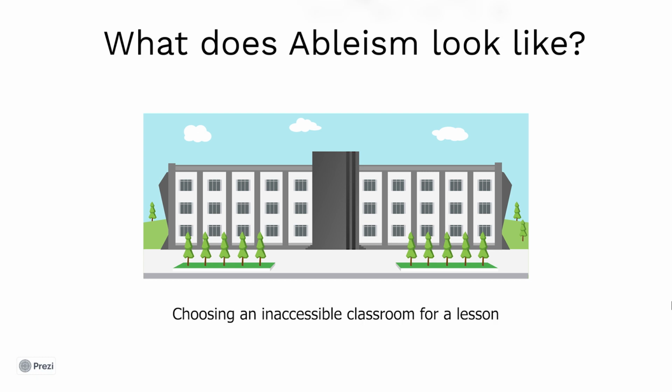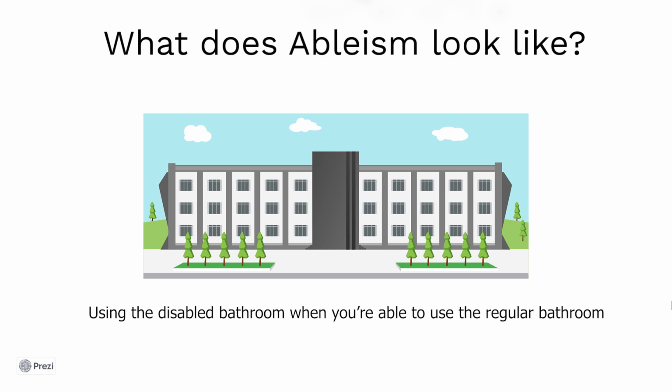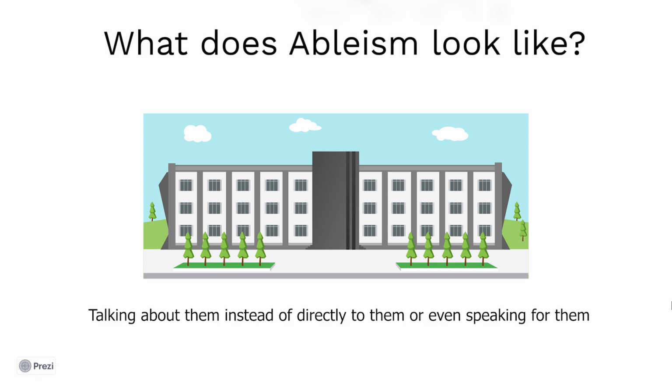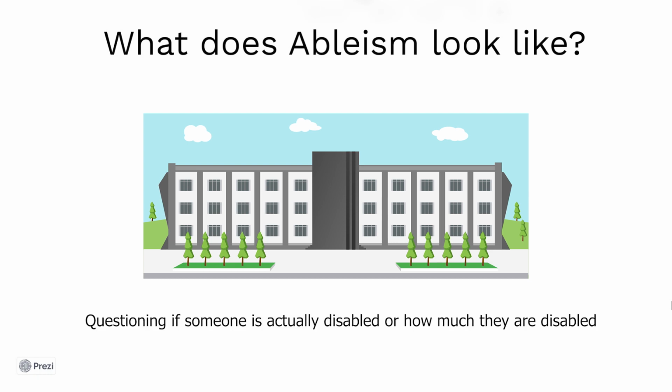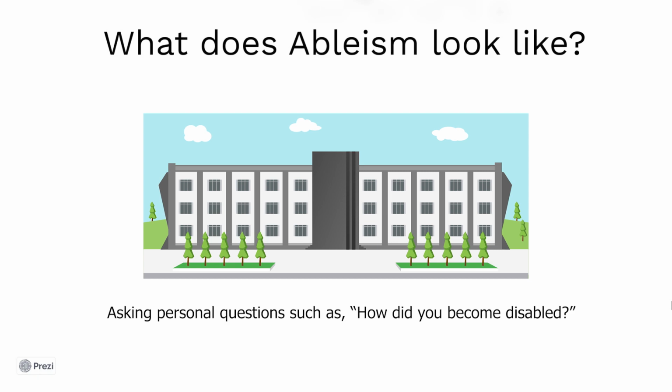Well, perhaps choosing an inaccessible classroom for a lesson, framing disability as either tragic or inspirational, showing a video in class that doesn't have audio description or closed captioning, using the disabled bathroom when you're able to use a regular bathroom, talking to a person with a disability like they are a child, talking about them instead of directly to them, or even speaking for them, questioning if someone is actually disabled or how much they are disabled, or asking personal questions such as, how did you become disabled?